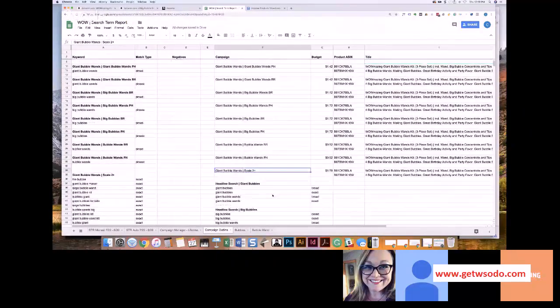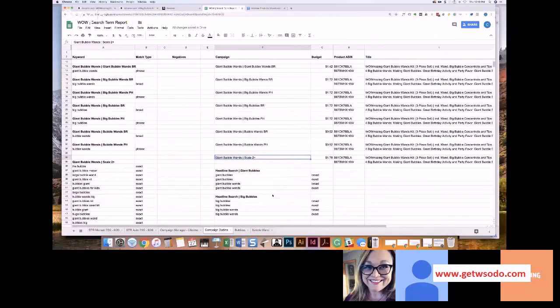And I would also do an additional 2 headline search banners, one targeting just giant bubbles with the word giant in the headline, and one targeting big bubbles with big bubble in the headline.